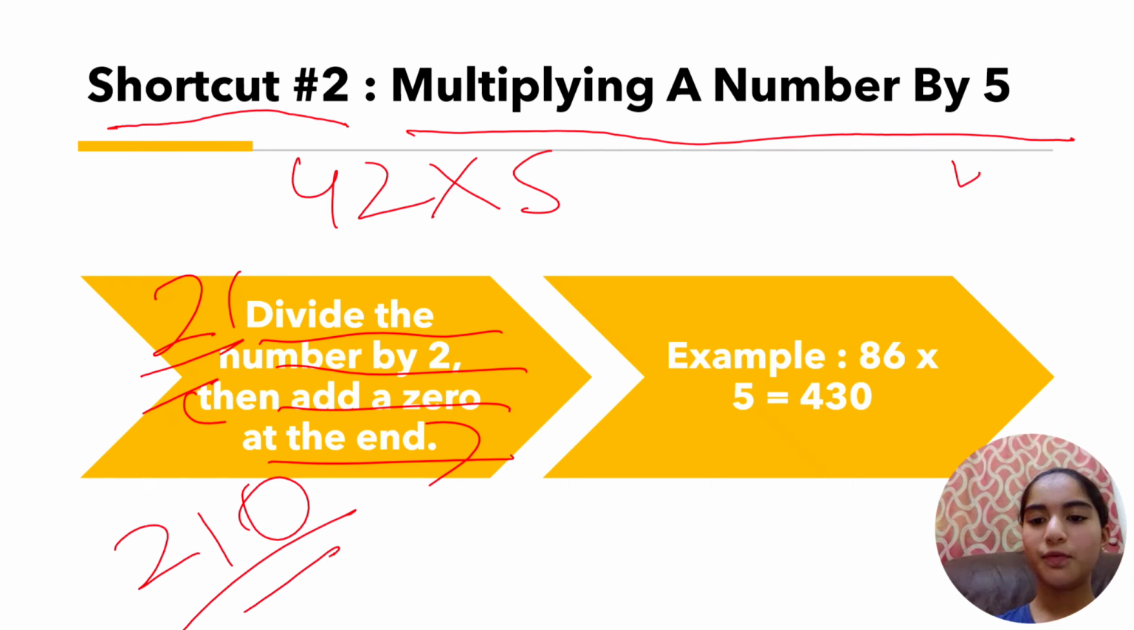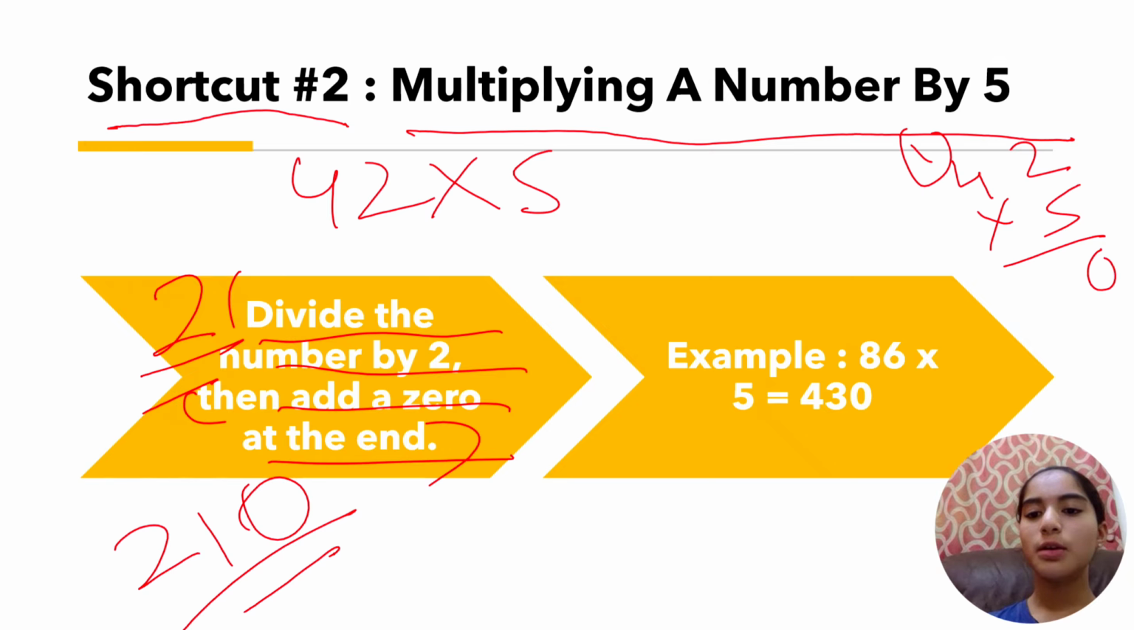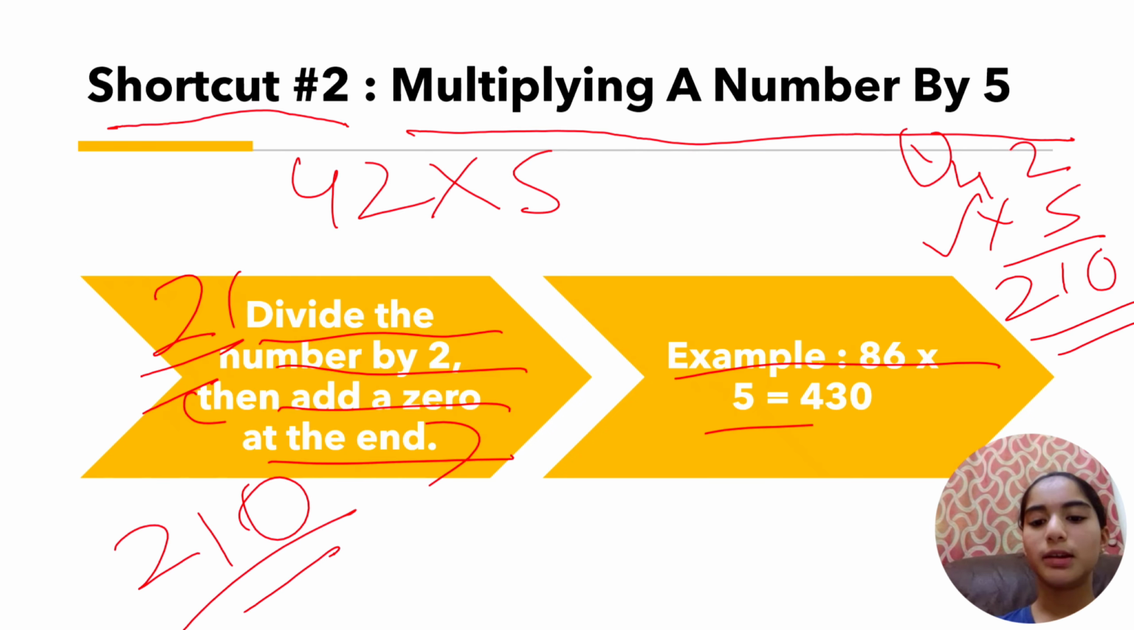So 42 into 5. 5 twos are 10. Put 1 upside. 5 fours are 20. 21. 210 is the right answer. Let's see an example over here.